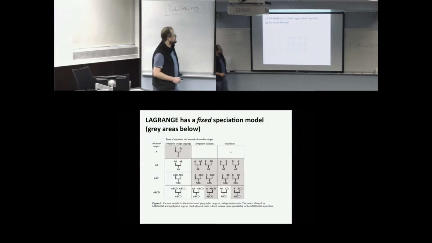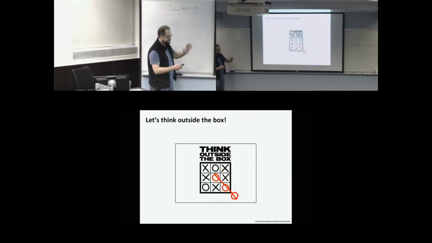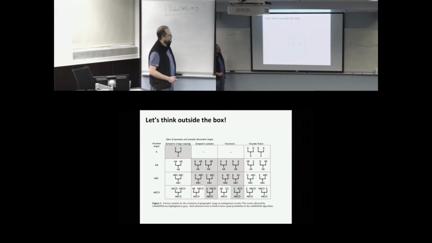The way you program this is that here's a bunch of these possible events, where the ancestor range is at the bottom here, and at a splitting event, you get daughter ranges at the left descendant and the right descendant. If we look at the Lagrange program, which is the one everyone's been using, the gray boxes are the events that Lagrange allows. And if we want to add founder event speciation, we just think outside the box a little bit, and we allow a daughter species to live outside of the range of the ancestor. We assign probabilities to that using a parameter, and then we have a parameterized model that includes founder event speciation. By setting that parameter to 0, we reduce to the old model, which is the one in the Lagrange program that people have been using.